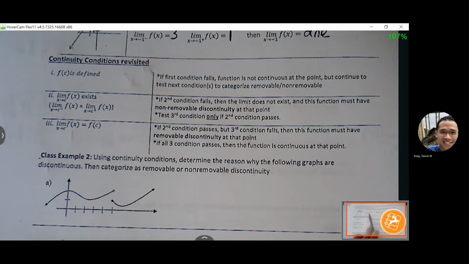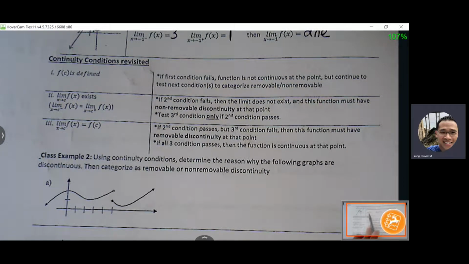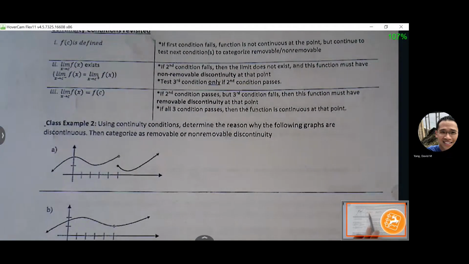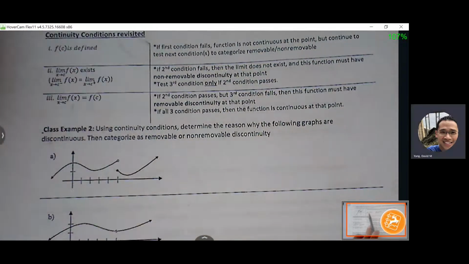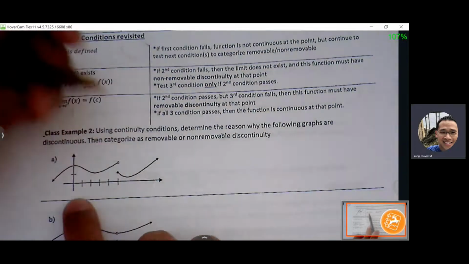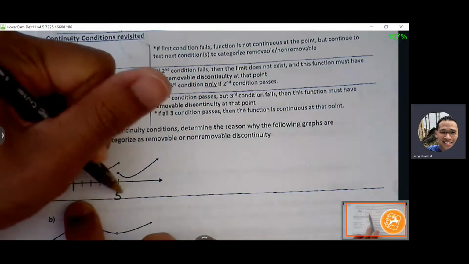Okay. So we're going to keep referring to this as we go through our examples. Let's look at the first example here. Using continuity conditions, determine the reason why the following graphs are discontinuous. Then we categorize as removable or non-removable. Now we can look at the graph and tell where the issue is, right? What is our C value here? Where's the point of discontinuity? When x equals 5. Okay, so that's our C value.